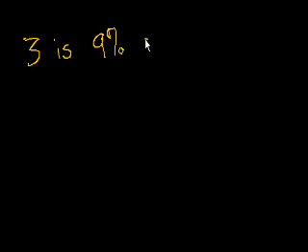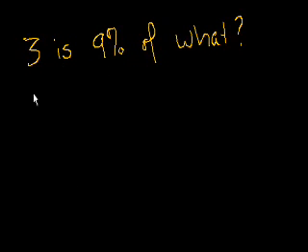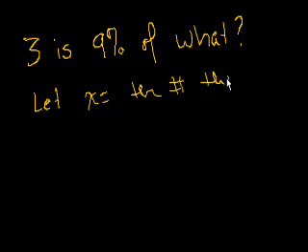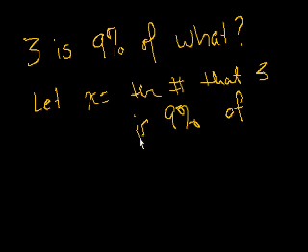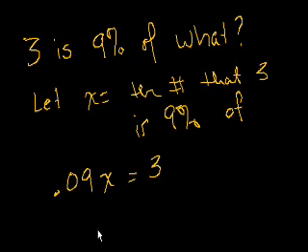I'm picking numbers randomly. Let's say 3 is 9% of what? So once again, let's let x equal the number that 3 is 9% of. Well, in that case, we know that 0.09x, right? 0.09, that's the same thing as 9%, of x is equal to 3. Or that x is equal to 3 divided by 0.09.